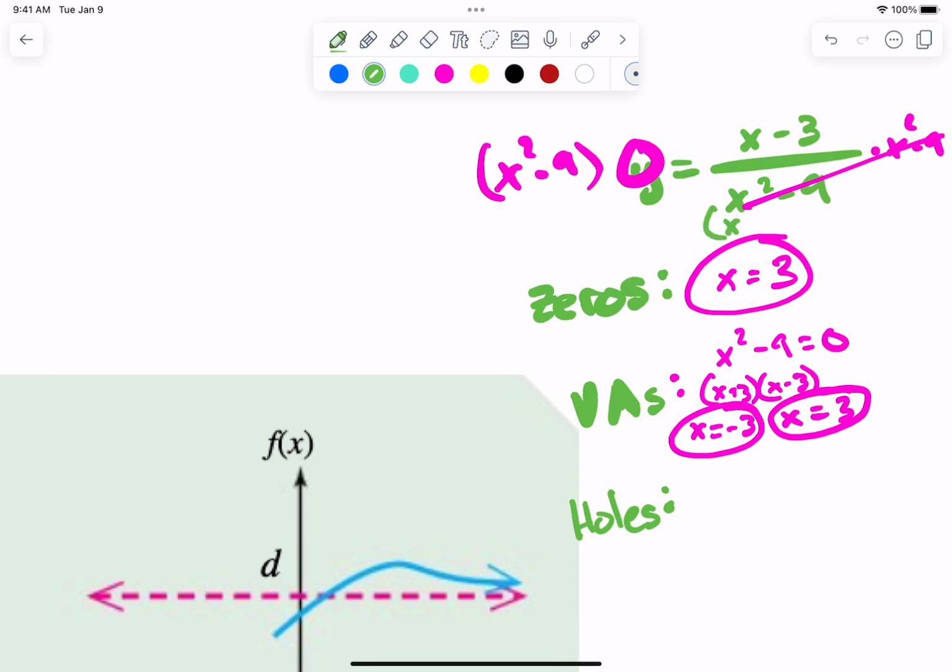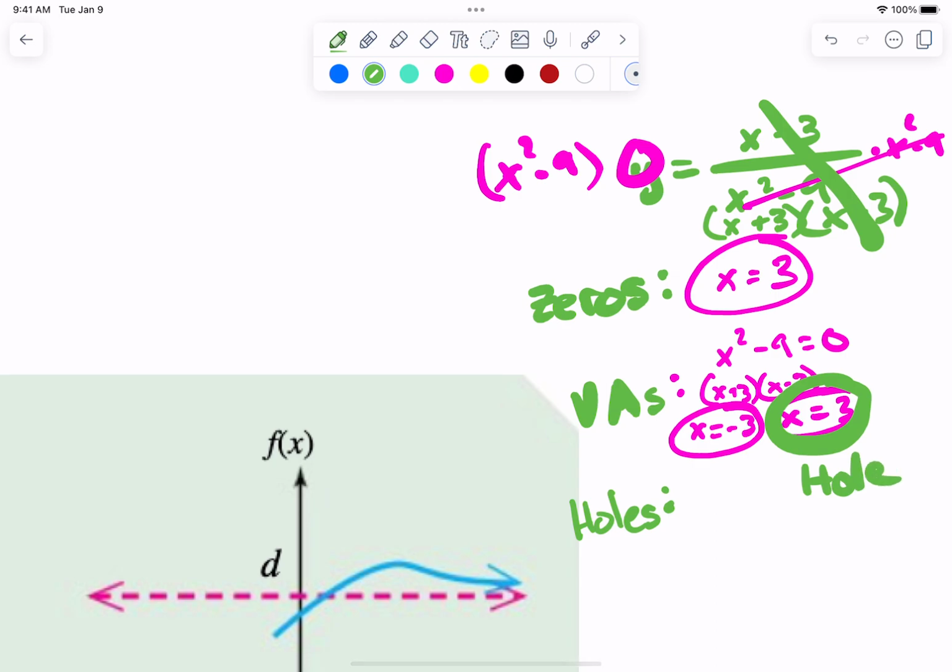Here, if I broke it down, it was x plus 3, x minus 3. Right? Which one cancels out? X minus 3 cancels out. So which one is a hole? Positive 3. This one is my hole, right? This one is the VA. Does that make sense? It's kind of confusing. X minus 3 was the one that canceled. So that means x equals positive 3 is the hole. Yeah? That's how that works.